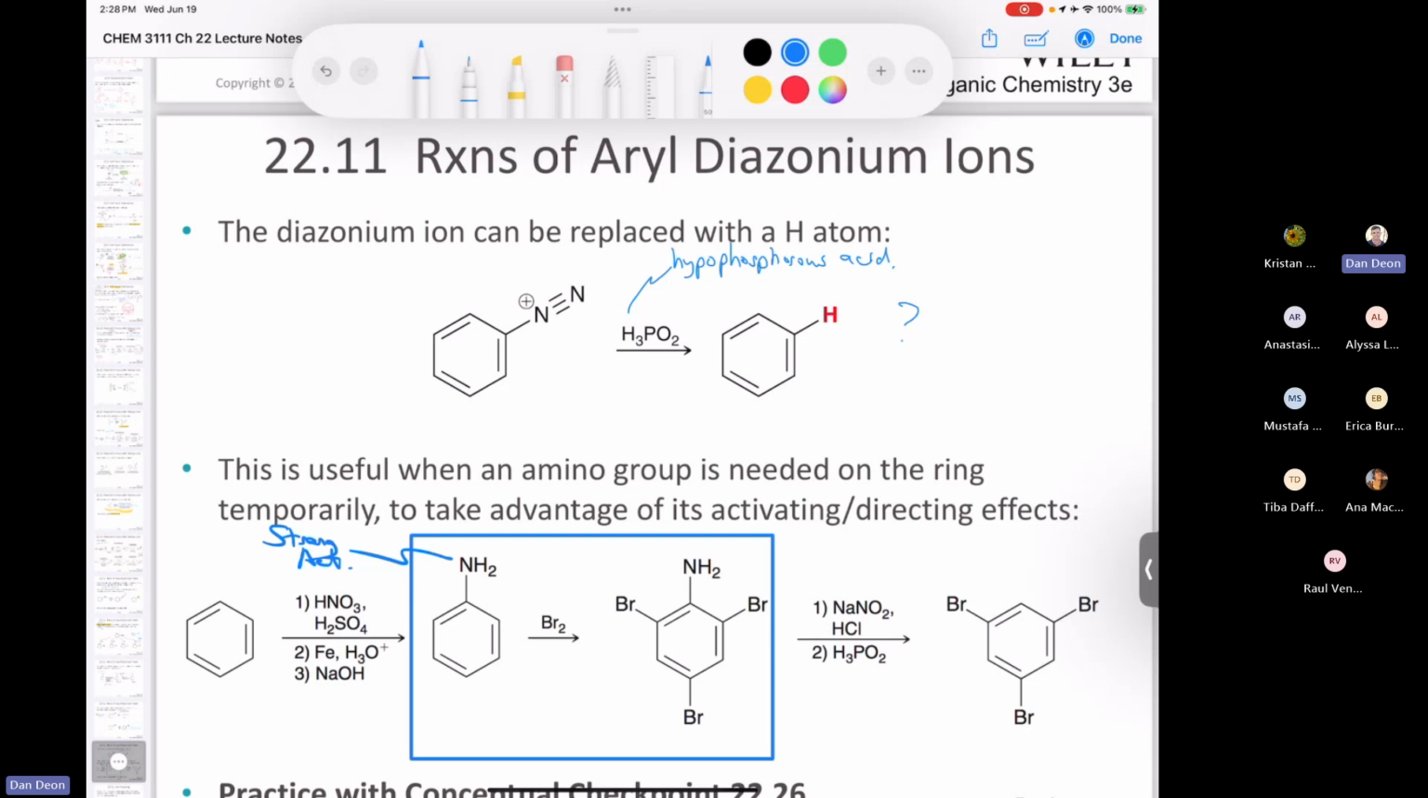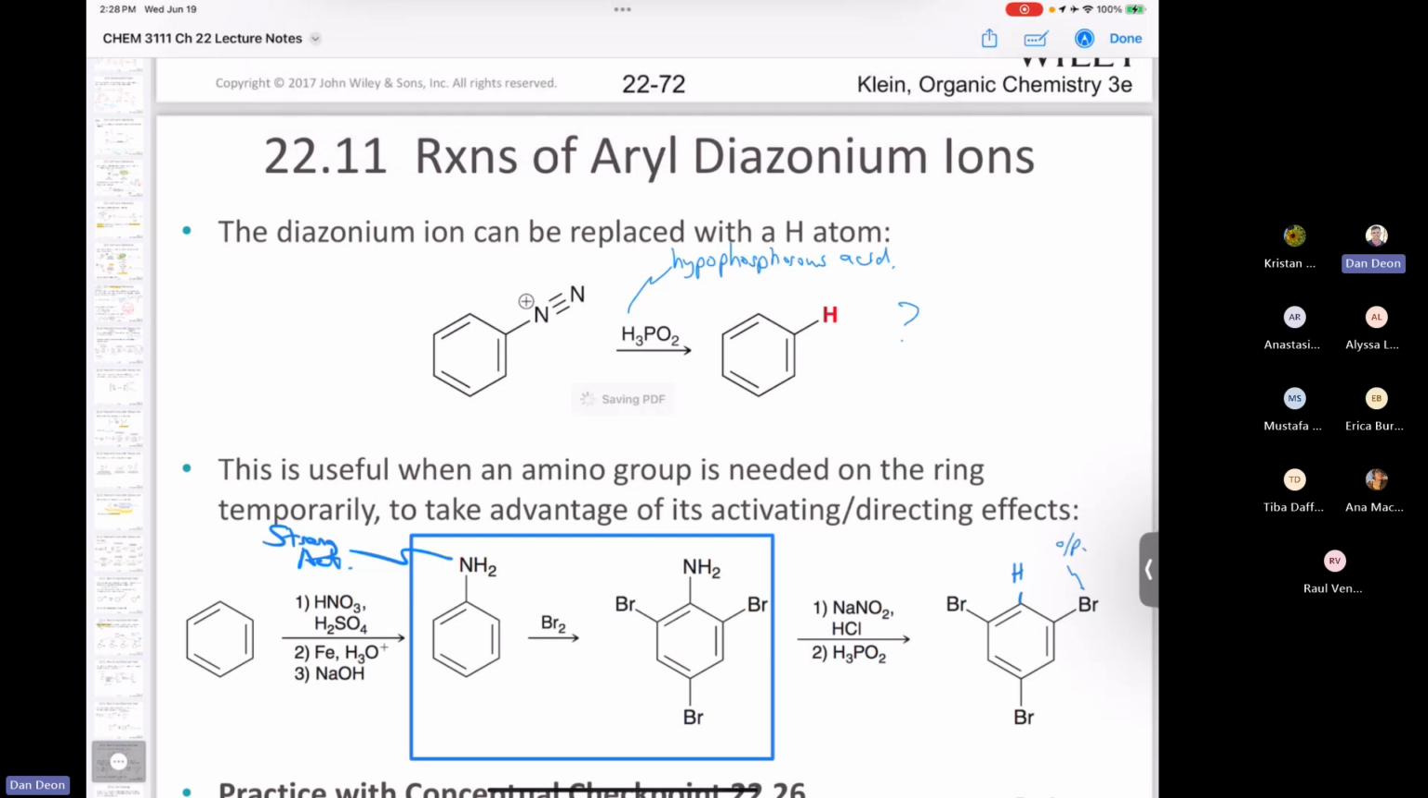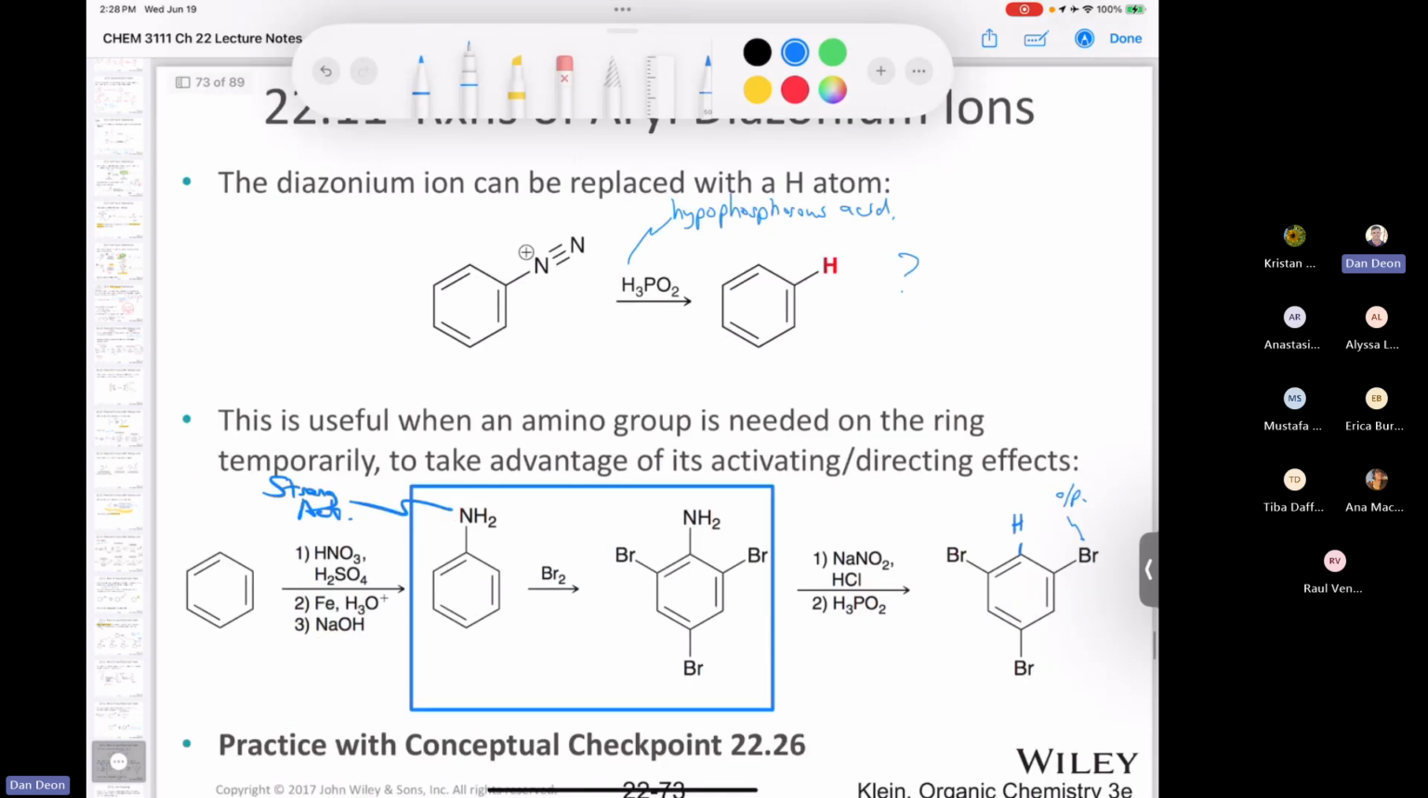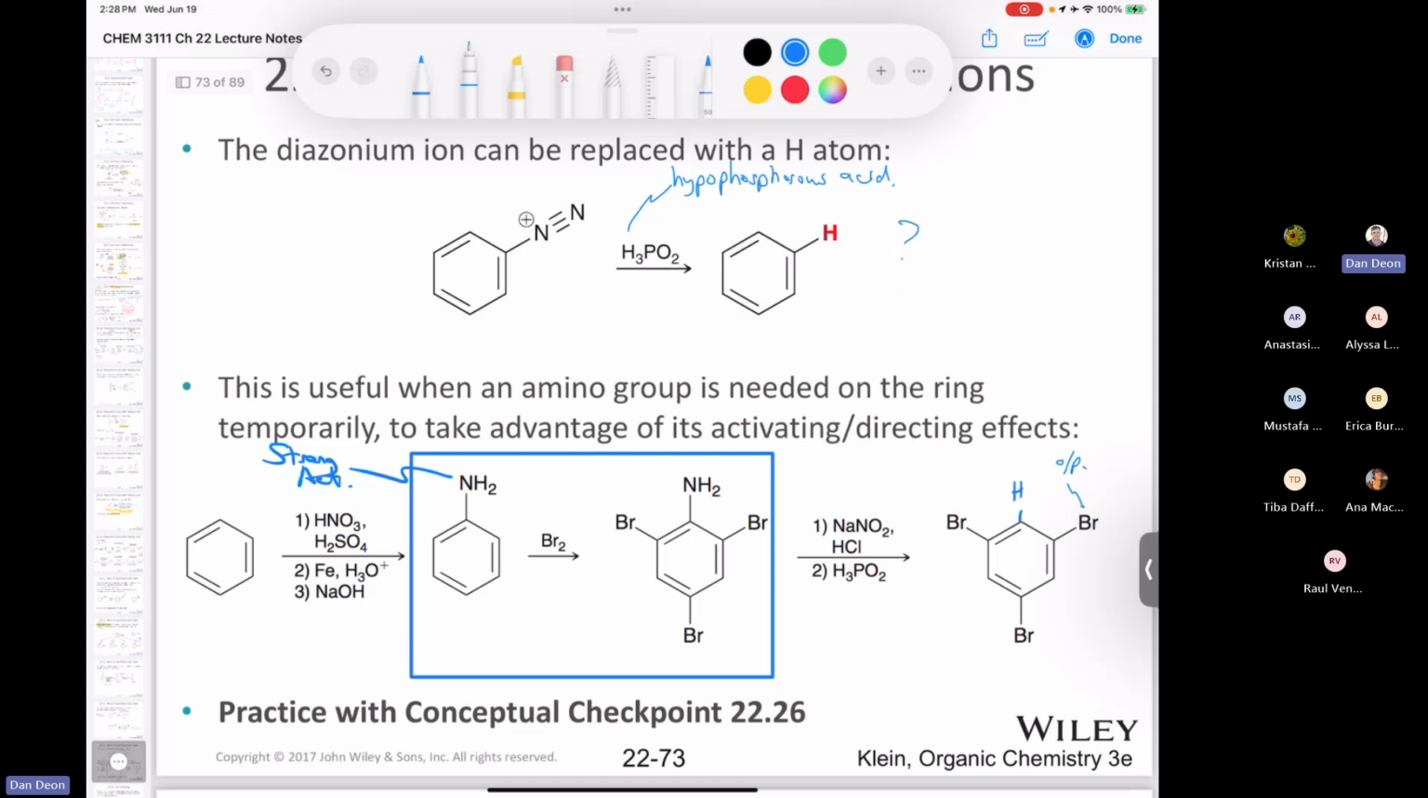Well, what happens is if you make the diazonium salt and you treat it with hypophosphorus acid, then you can convert this into the proton, and now you've got 1,3,5-tribromobenzene is what you would call this compound. And there's no other way that we know how to make this compound. Why? Because bromine is actually an ortho-para director, and they're all meta to each other. So you might think, well, it's kind of a weird compound, and it's kind of a one-off, Mr. Dion. Well, maybe so, but it is a useful compound, depending on what you're looking for.